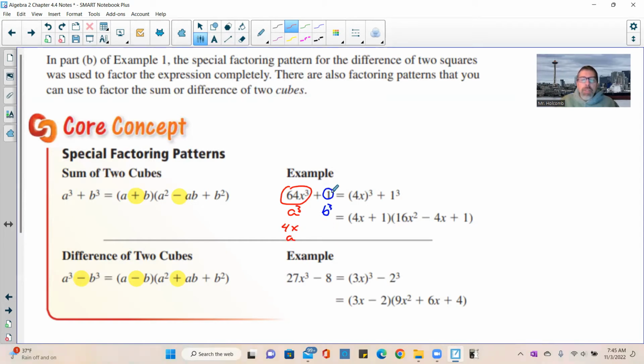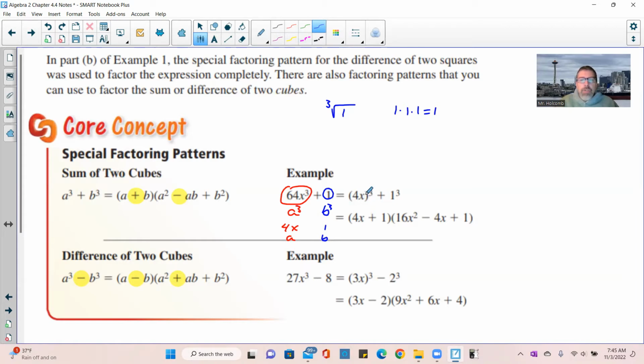My b is going to be the cube root of 1. Well, if I take the cube root of 1, that just means what times itself 3 times equals 1. Well, 1 times 1 times 1 is equal to 1. So my b is 1. So it says to take a plus b. So it's 4x plus 1.